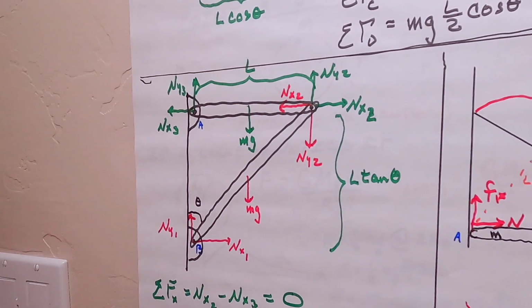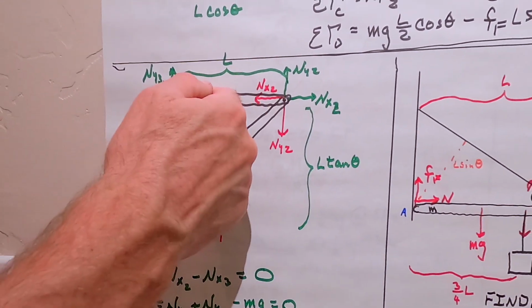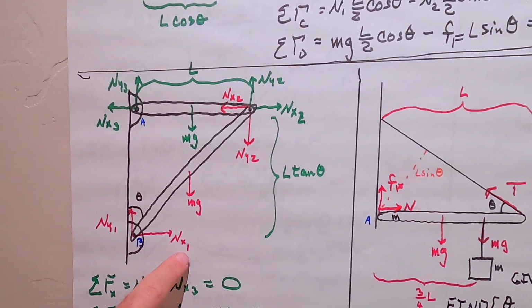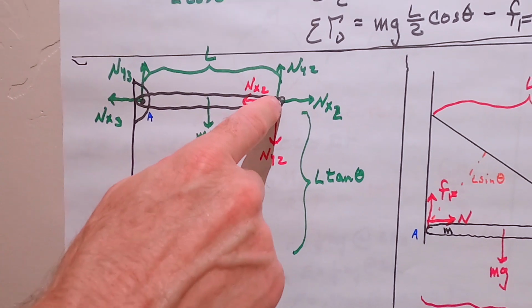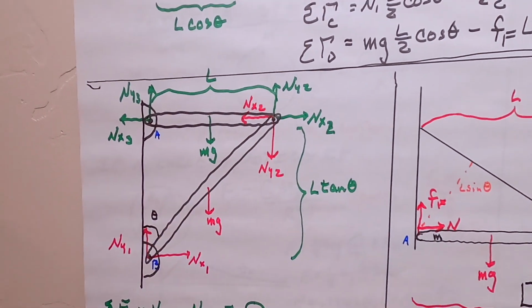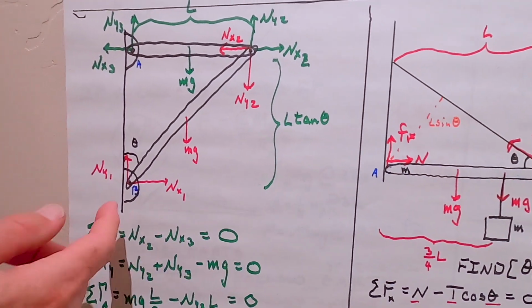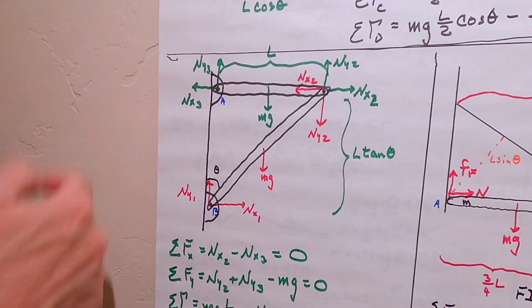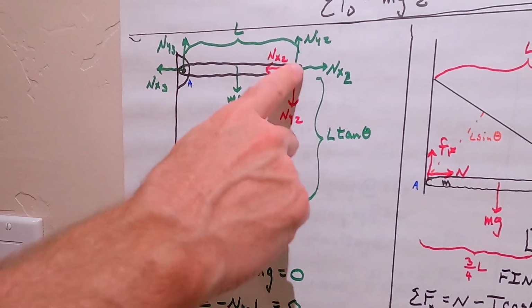We have this one. We know the total force on the x should be 0. So if this force is this way, this one better be in that direction. So NX1 is this way. And I can see that if I take torques about that point, mg is trying to bring me this way. NX1 is trying to bring me this way. NY1 better be fighting it, so I have to have it going this way. Okay, so now I have all of the forces.